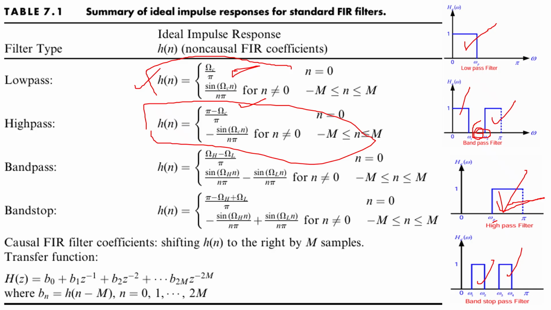Similarly you can find the others. Now here, for n equal to 0, what will be the value of h(n)? The denominator is always pi only, and the numerator, if you check, is nothing but the passband frequency only, right? And for n not equal to 0, already this is nothing but your sinc function. So in this way you can remember.